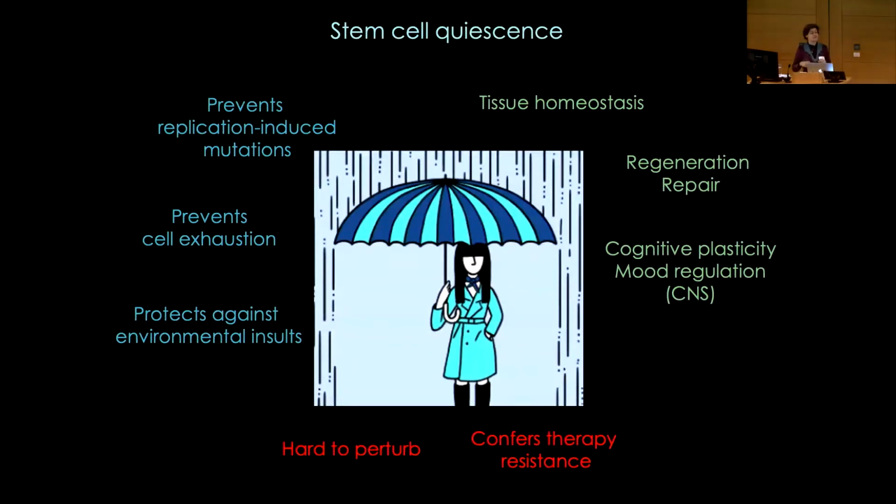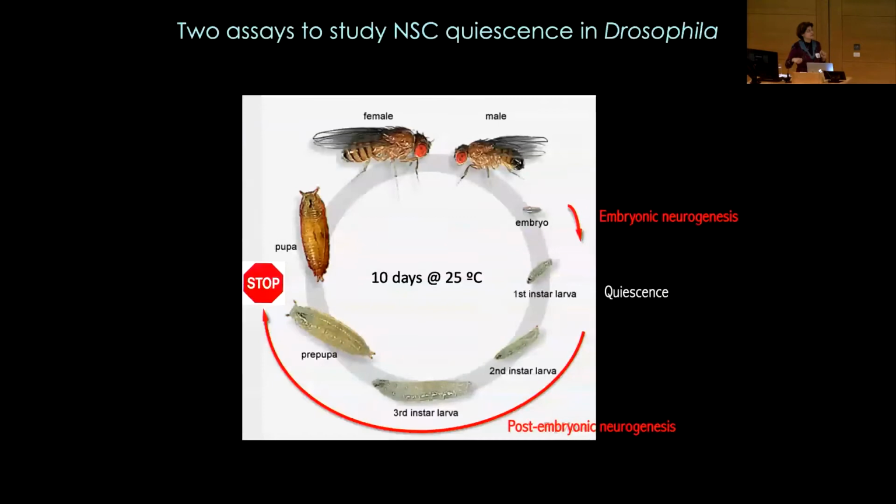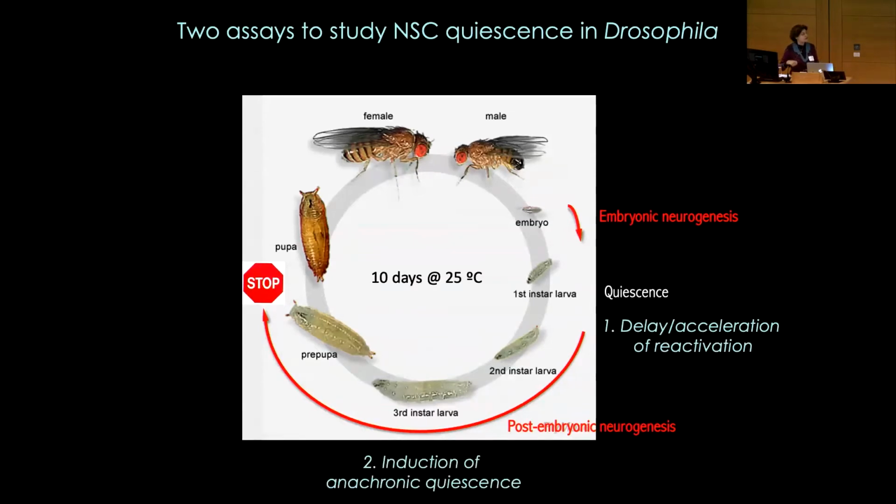So, starting from this very humble model system that many of you will be familiar with, neural stem cells here too have a phase of quiescence between pre- and post-embryonic stages. We use mainly two assays in the lab to look at this process. One is precocious or delayed activation around this normal physiological process, but another is anachronic re-entry into quiescence at late larval stages. Today, a lot of the results we'll see are from this assay.